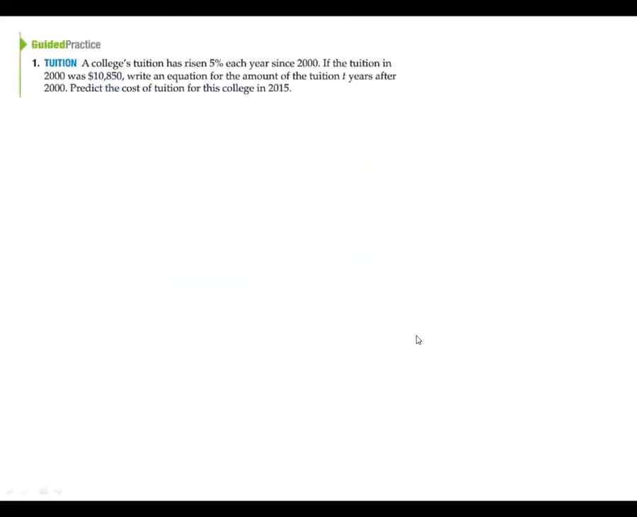All right, here's one for you to try. Go ahead and read the problem, hit pause, and hit play when you're ready to check your answer. Okay, we're back. A college's tuition has risen. Oops, I kind of crossed it out instead of underlining it. The word risen indicates that it's exponential growth because it goes up each year since 2000. If the tuition in 2000 was $10,850, write an equation for the amount of the tuition t years after 2000.